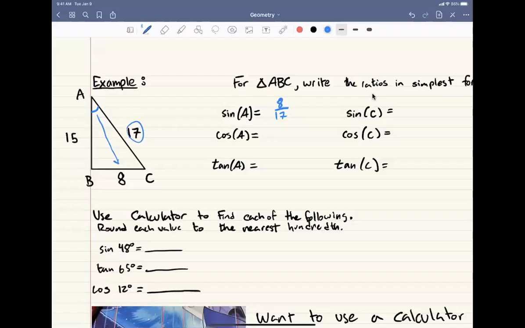Let me see what happens. Give me 1 second. Am I screen sharing? Okay, there we go. We're back. Sorry about that.